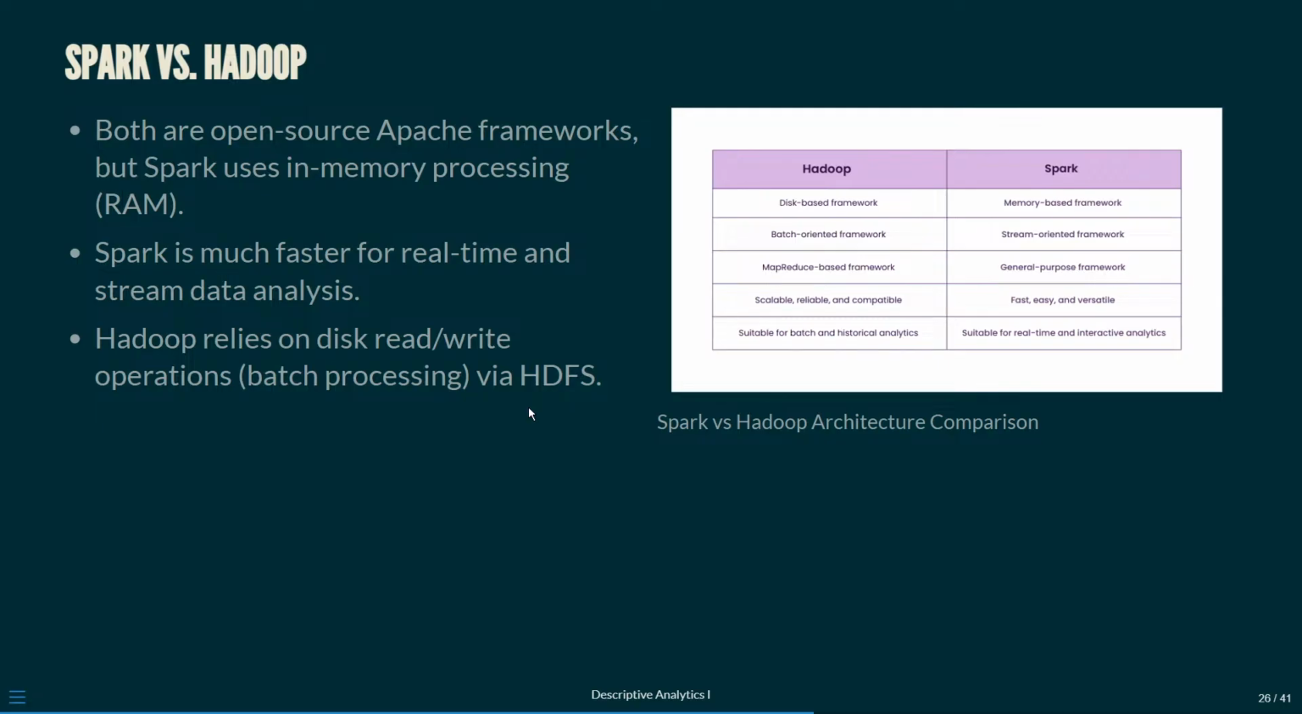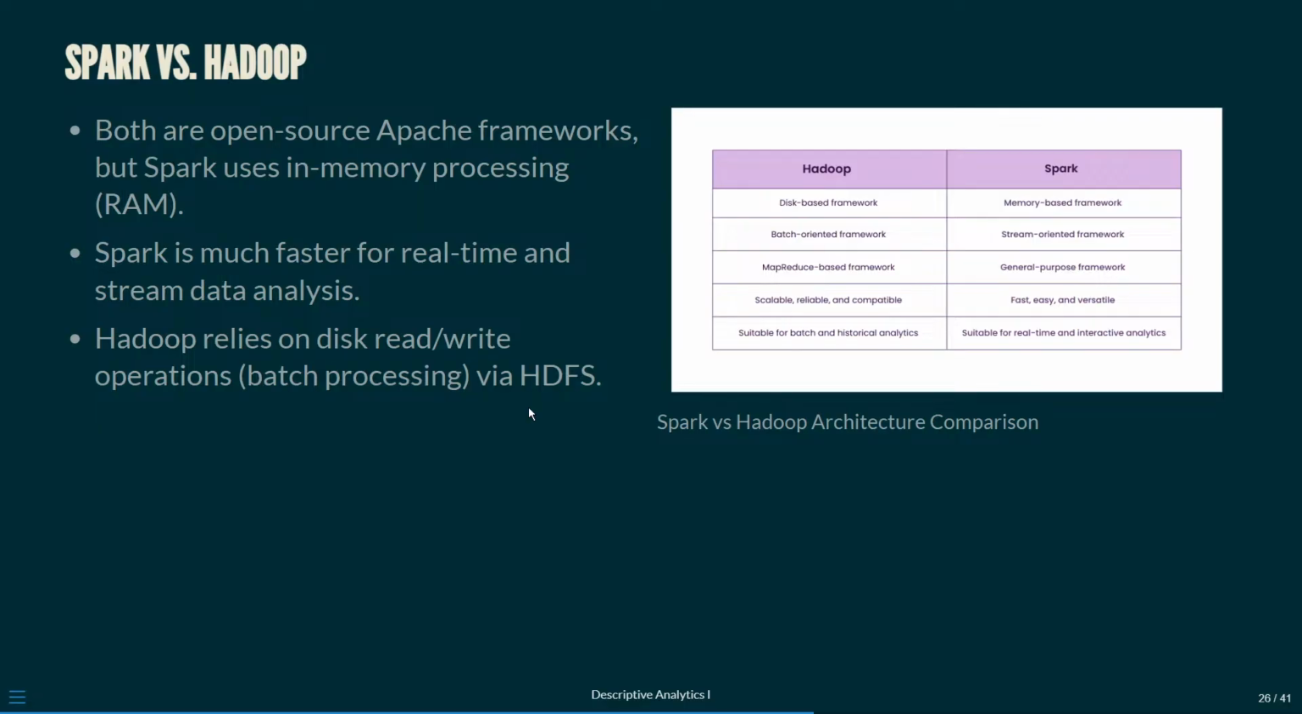Now, we also have Spark. I didn't discuss Spark here, but Spark is mainly a version of Hadoop that uses in-memory processing. Both are open source Apache frameworks, but Spark uses in-memory processing. Spark is much faster for real-time and stream data analysis, while Hadoop relies on disk read or write operations. As you can see on the right, these are the main differences.